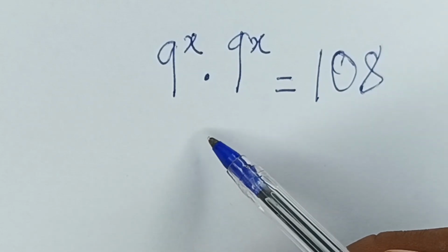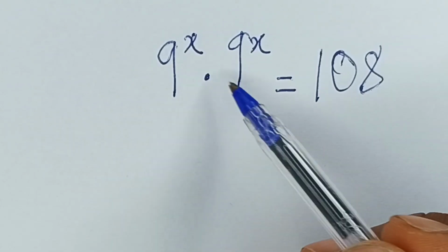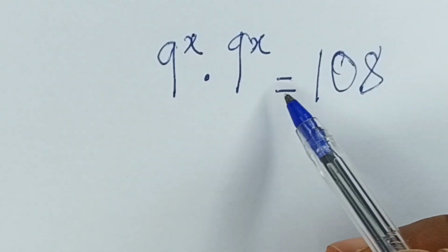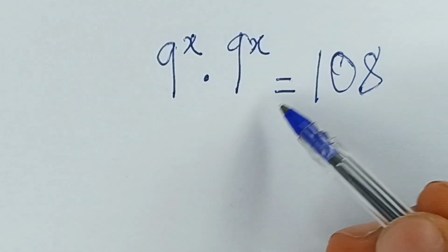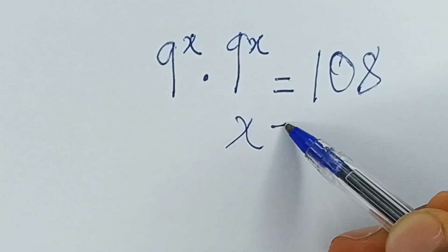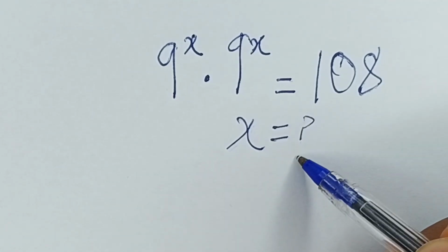Let's solve this together. It says 9 raised to the power x dot 9 raised to the power x is equal to 108. We're required to solve for x. Okay, so you don't know what x is.